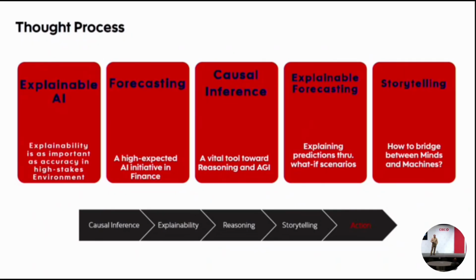Forecasting is a high demand initiative, more specifically in finance. Causal inference is a tool for reasoning, more specifically in AGI and for explainability. Explainable forecasting means how we justify the predictions through what-if scenarios. And storytelling is how to bridge between mind and machine. The thought process for my presentation is we need causal inference to provide explainability, and then reasoning, and then storytelling, and then action.